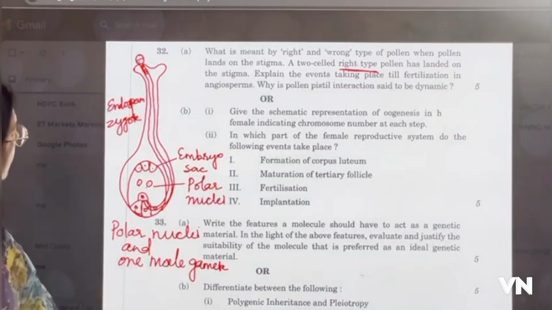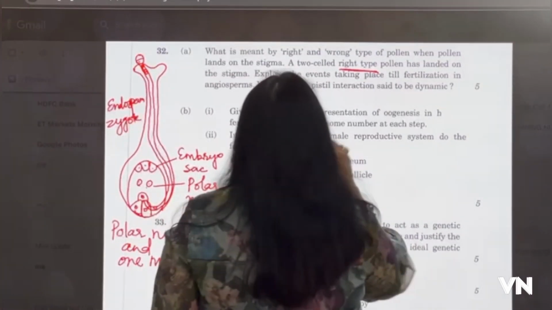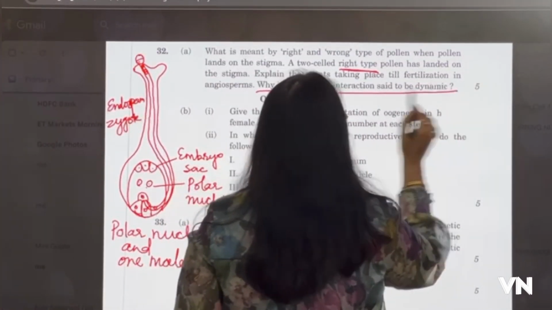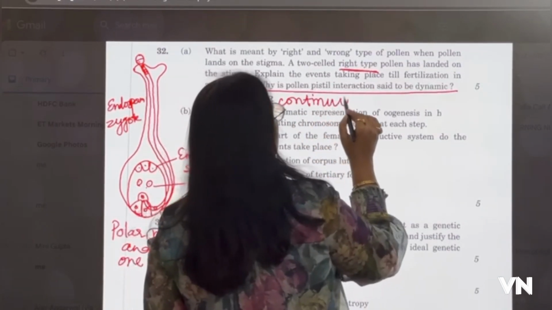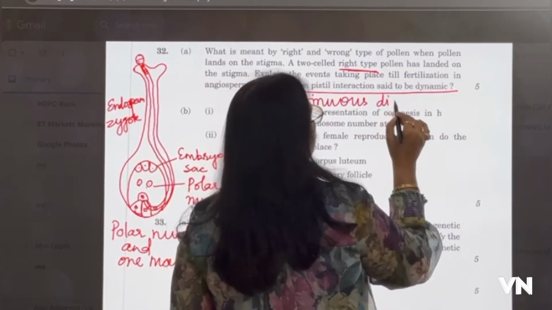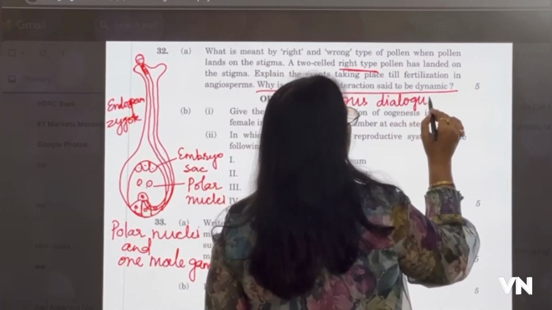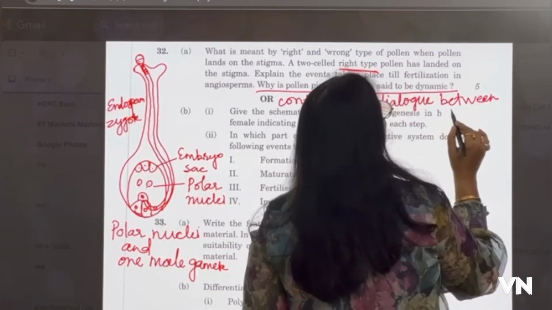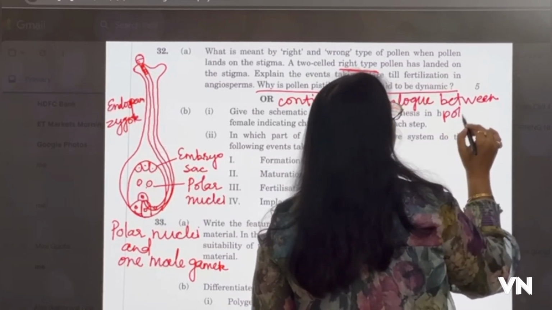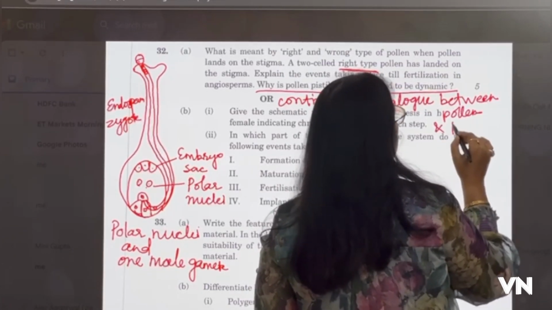So, this much is to be given. Why is pollen pistil interaction said to be dynamic? There is continuous dialogue between pollen and pistil.